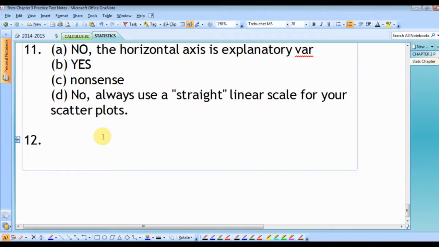Lastly, more than half the cars in the study were from the U.S. Yes. The U.S. pie slice is definitely bigger than 50%. It's definitely bigger than half of the pie.